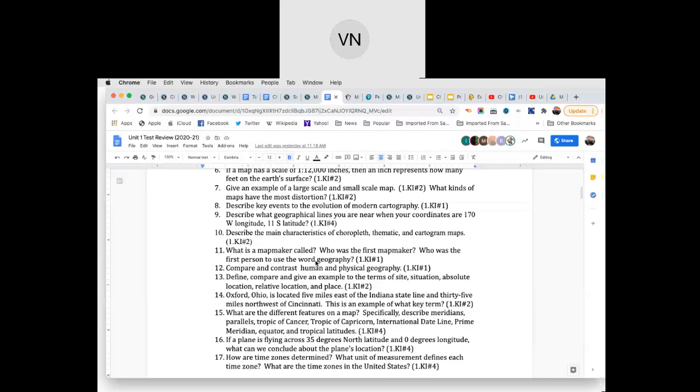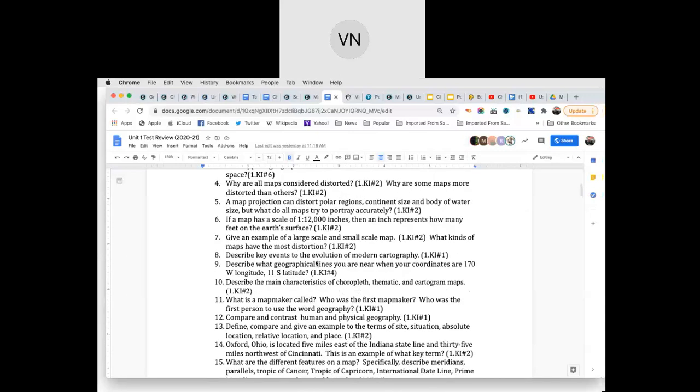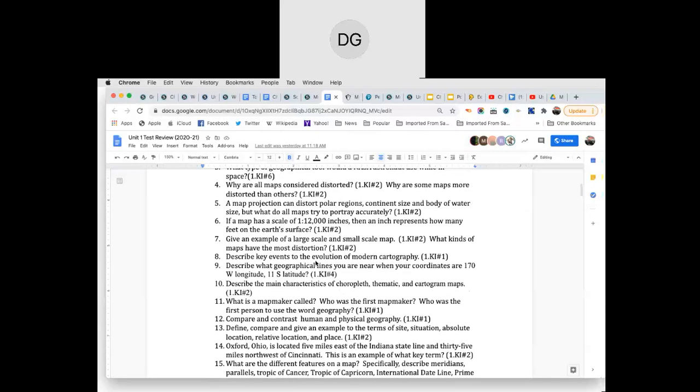Can you repeat number 5? Yeah, all maps are distorted, but what do they try to do accurately? They'll try to do accurately oceans and landforms, but they'll also try to do accurately the countries.